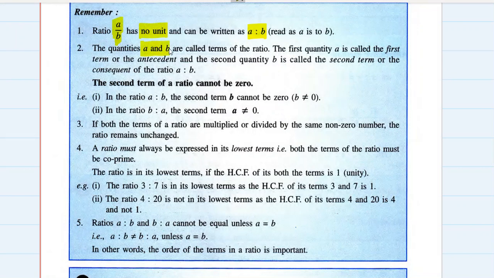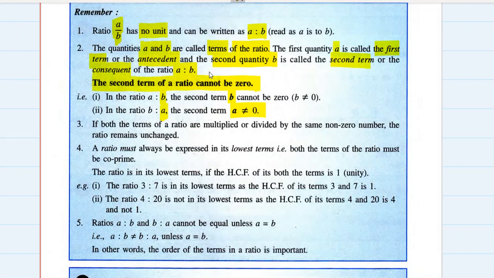Okay, the quantities A and B are called terms of the ratio. The first quantity A is called the first term or the antecedent, and the second quantity B is called second term or consequent. Antecedent and consequent of the ratio A is to B are A and B. The second term of a ratio can never be 0. Always remember that. That is, in the ratio A is to B, B can never be 0. In the ratio B is to A, the second term A can never be 0. So whoever is the second term, B or A, it can never be 0.